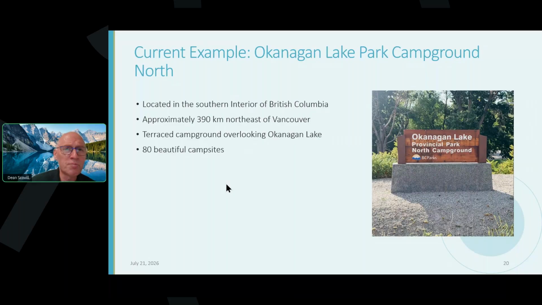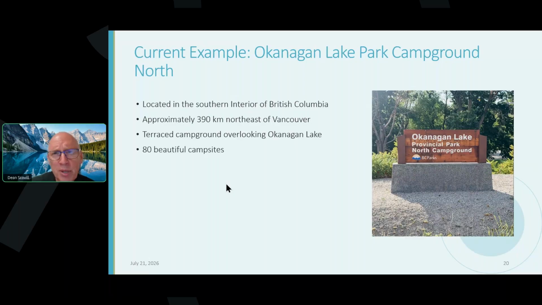This is a park I've been coming to since I was a little guy. My parents brought me here years ago, and it's a beautiful place. It's a gorgeous place in the interior of the Okanagan, in the southern interior. It's about 390 kilometers northeast of Vancouver. So if you know Vancouver being on the west coast, the southwest corner of the province, this is about 390 kilometers northeast of Vancouver.